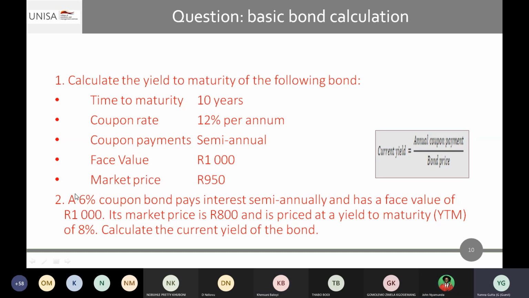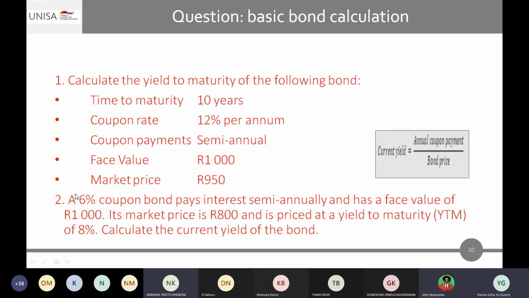I'll try and get more questions, or maybe I'll separate my questions on different slides going forward, because I myself also confused you guys a bit. But 6% will always, your coupon rate is always annual. You times it by your face value, and then you divide by 2. Okay, thank you.